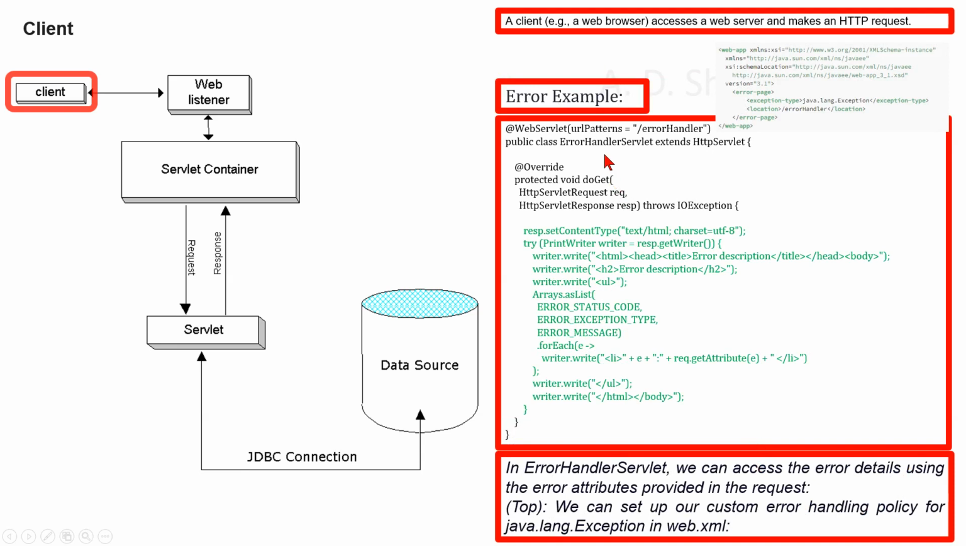In the error handler servlet, we can access the error details using error attributes provided in the request. At the top here you can see we can set up our custom error handling policy for java.lang.Exception in web.xml.